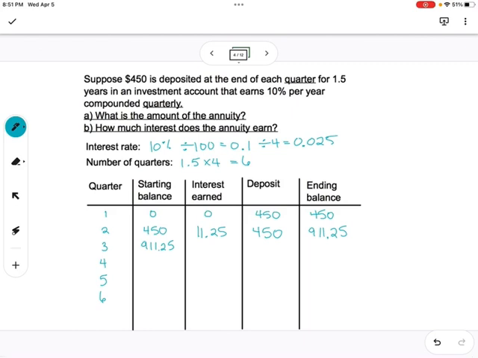And that number is getting multiplied by 0.025. That's our interest. And our interest here is going to be 22.78. And again, end of the quarter, another 450 is deposited. Adding those three numbers together, our ending balance for quarter 3 is $1,384.03, which is then our starting balance for quarter 4.